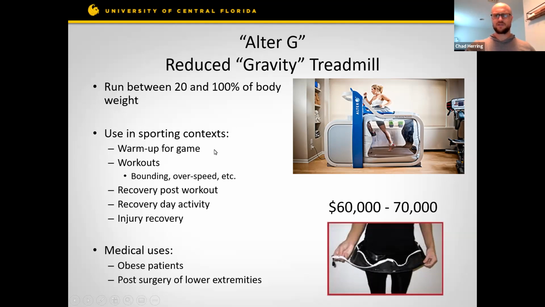Okay, there you can see use in sporting context as compared to medical uses. Very expensive. We actually were going to get one of these at my old school. The athletic director wanted one, but it fell through. It was going to be a conjunction of strength conditioning and athletic training. Would have been cool, but yeah, they're more used in typically rehabilitation settings in my experience.